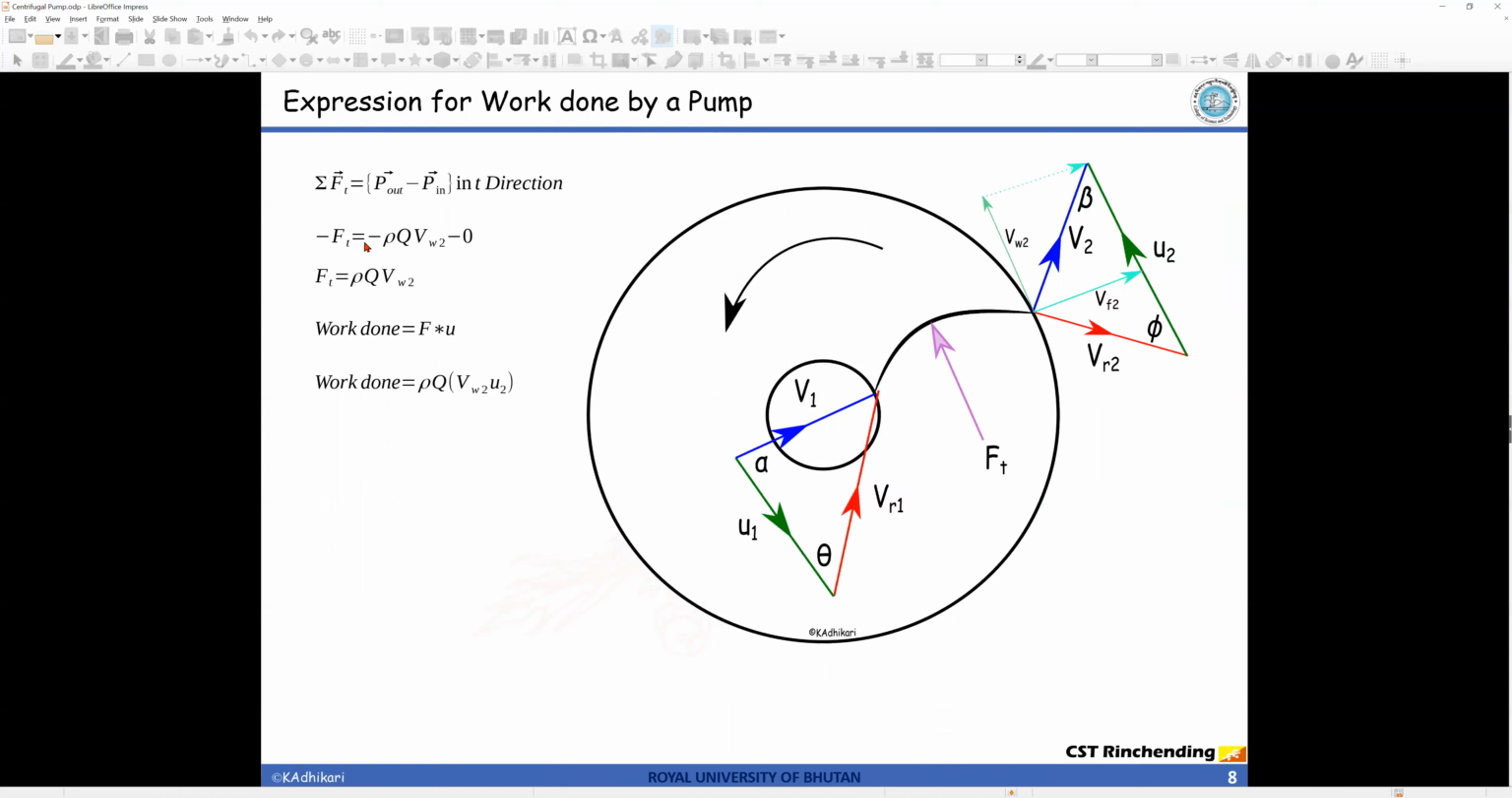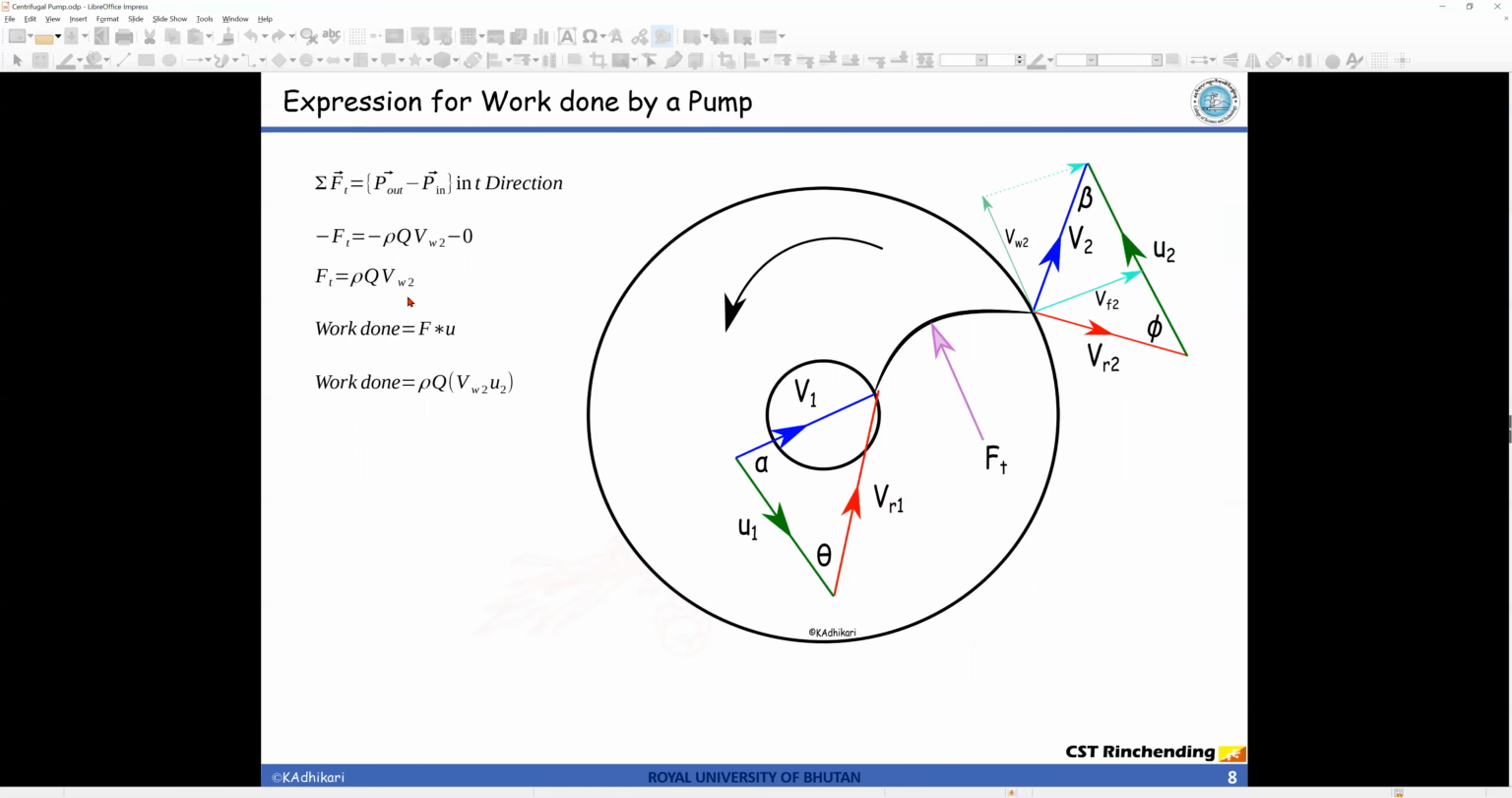So minus Ft is equal to what is going out, momentum flux. Momentum is mass times velocity, that is ρQ is mass, times the velocity going in the tangential direction, which is Vw2. So it becomes minus ρQVw2 because of the direction. Minus what is coming in the tangential direction: since the flow is radial, and the radius and the tangent are mutually perpendicular directions, there will be no whirling component at the inlet, so there is 0. So Ft is equal to ρQVw2. So that is the force.